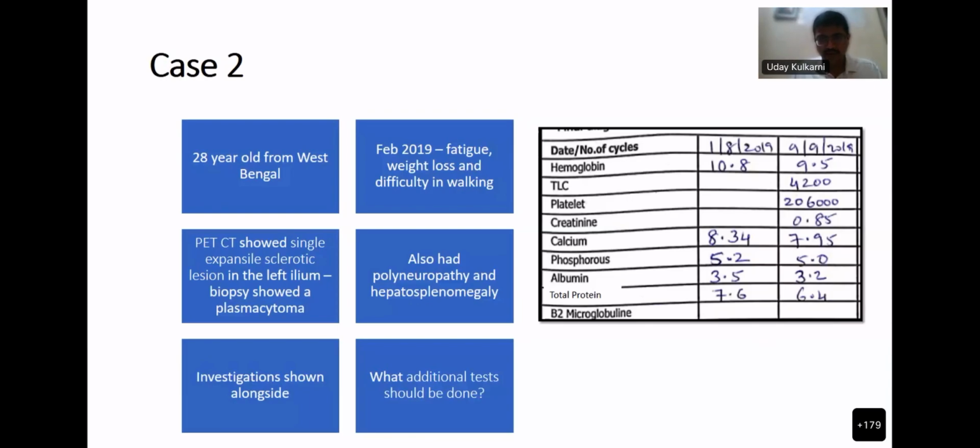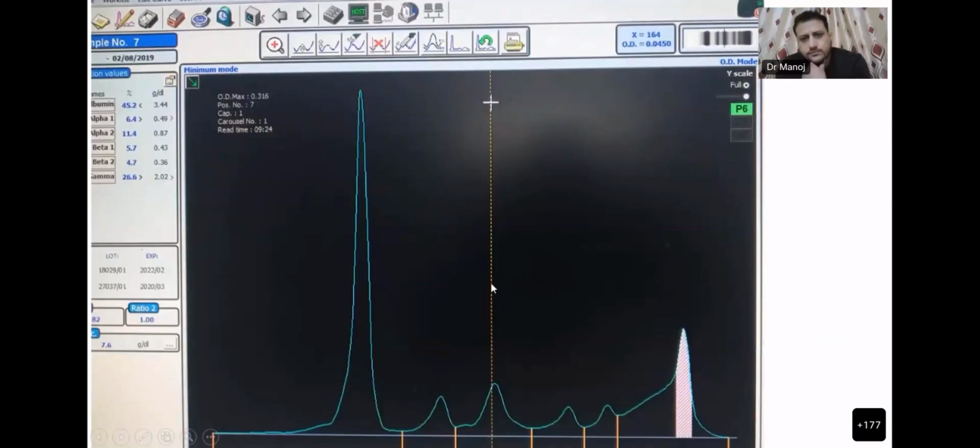What is the abnormality that is noted on this? There is a little bit of alteration in the total protein and albumin ratio; the albumin globulin ratio is a bit altered. So what additional tests should be done? We did a serum protein electrophoresis. So what does this show? There is an M spike in the gamma region.